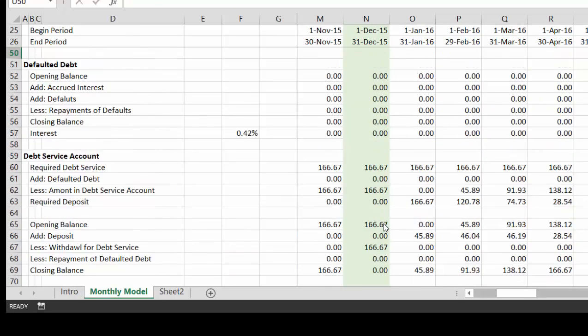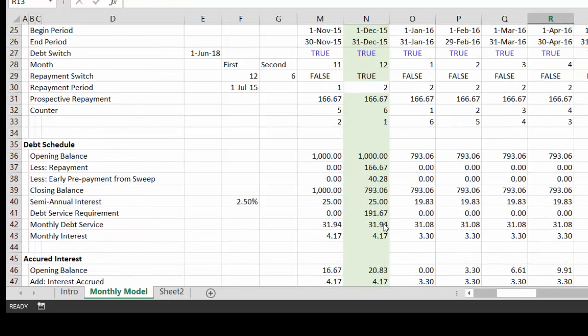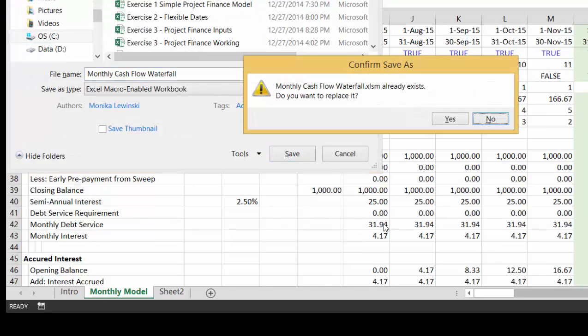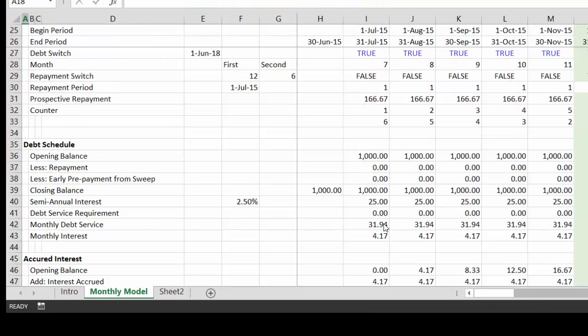Okay, and I think I'll still call this the monthly cash flow waterfall. Okay, and we've got one final video to make, and then we'll put instead of counter, what should we put? This is month to repaint, something like that. Okay, not exactly.